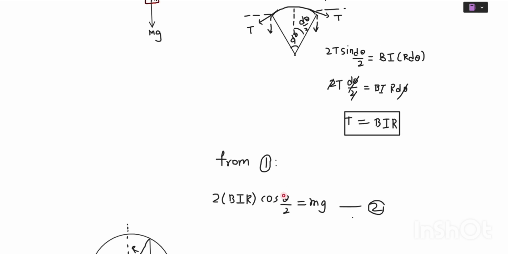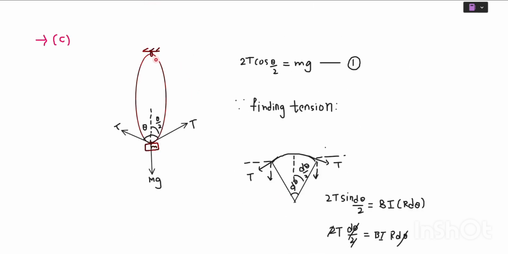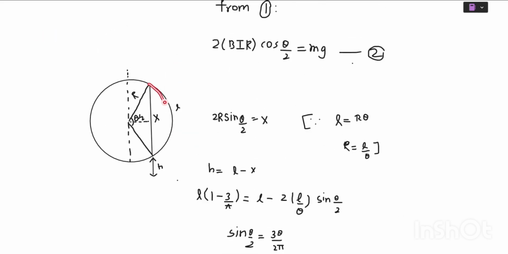For finding theta, we have to observe the geometry of the arc. I am considering only one of the arcs, of length L, as we know. I drew an imaginary circle for the arc, and this is the chord of length x. It makes an angle theta at the center, and theta by 2 with the horizontal. This length is r sine theta by 2, and this is also r sine theta by 2. So the total length x equals 2r sine theta by 2, and L equals r theta, as we know. This is a simple one.